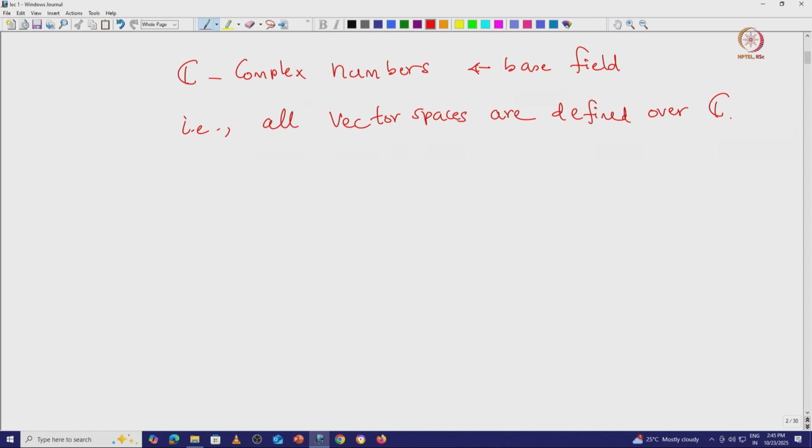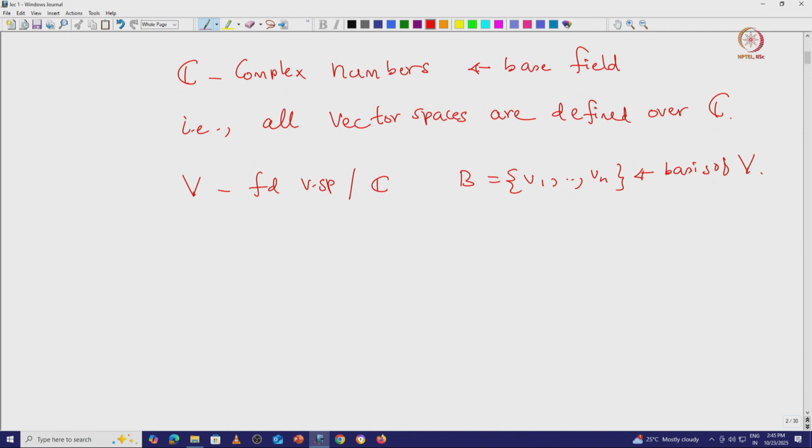So, let us start with a finite dimensional vector space. Let us call it capital V. So, V is a finite dimensional vector space defined over complex numbers, and let us say B is a basis of this capital V, consisting of n vectors, where n is the dimension of V. So, this is a given basis of V.